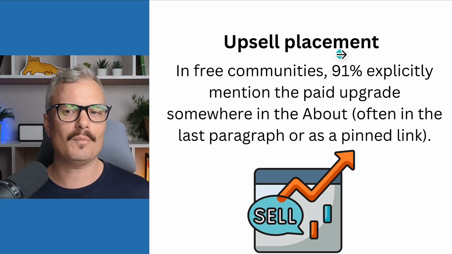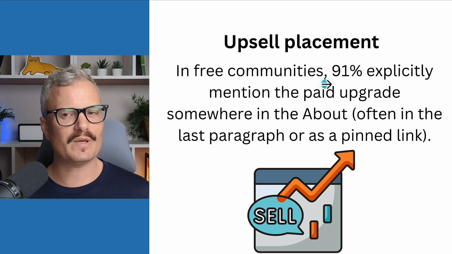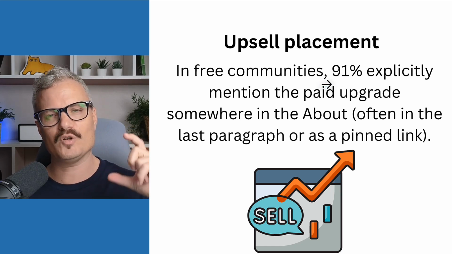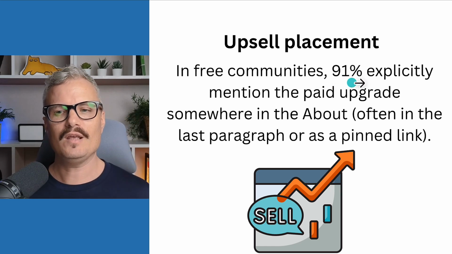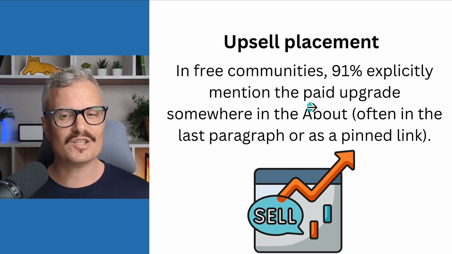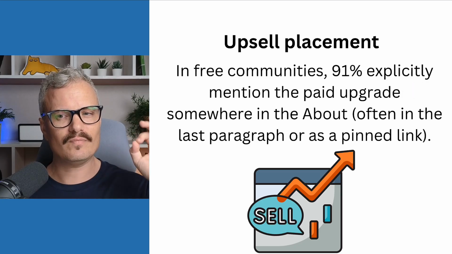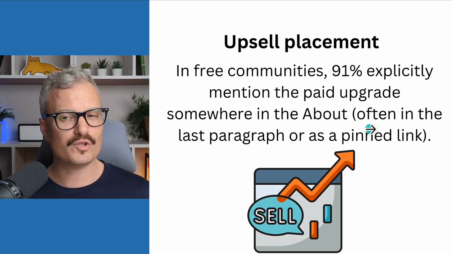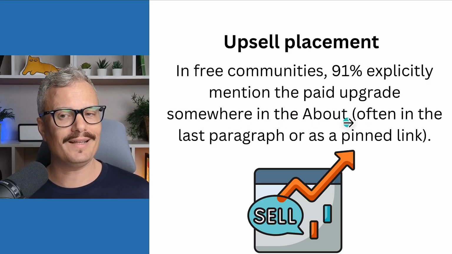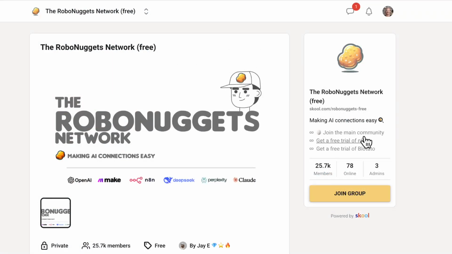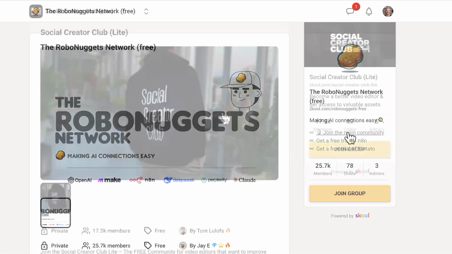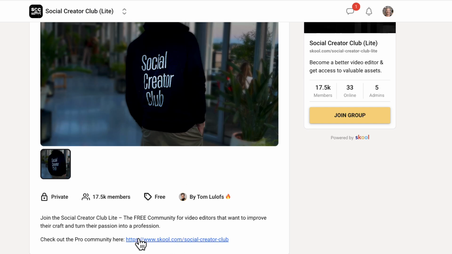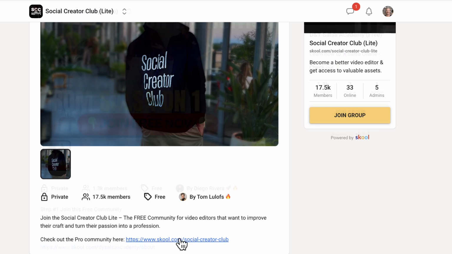The next one is upsell placement. In free communities, especially if they have some type of paid program or a paid community, they were actually explicitly mentioning the paid upgrade. So 91% of the free communities with the top people were already talking about being able to upgrade to the paid community or to the paid offer. And this was often by a link on the about page, or by a link just under the profile with the pinned links. You can have 3 pinned links. They were often putting a link there to be able to upgrade.